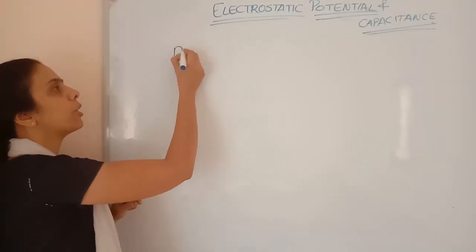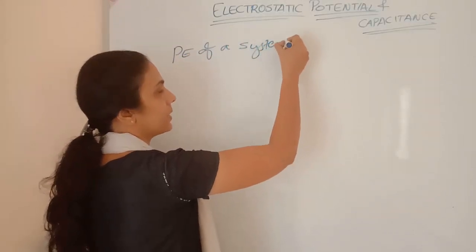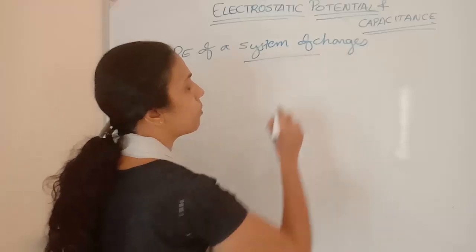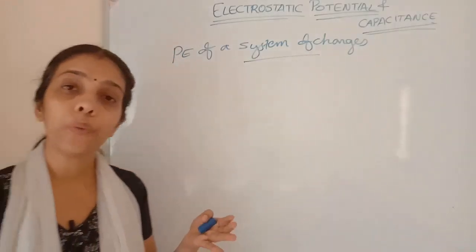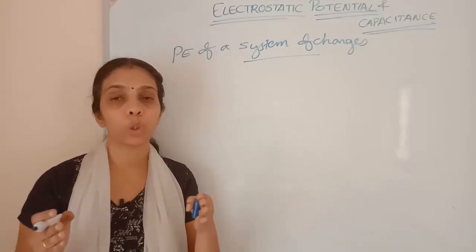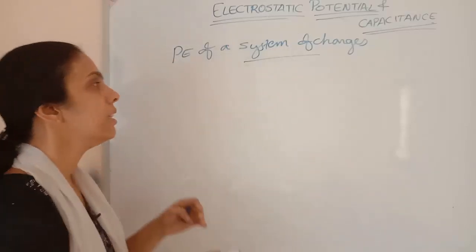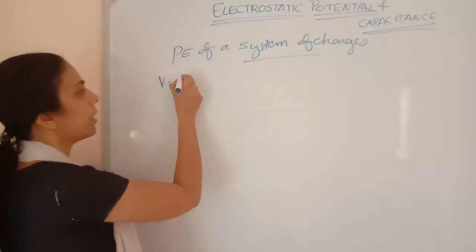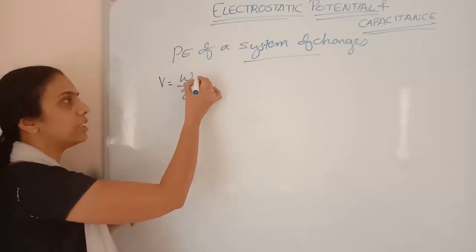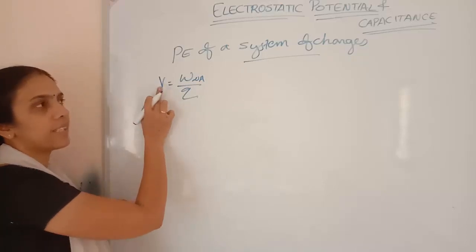So next is the potential energy of a system of charges. So many charges are there. What will be the potential energy? How can we find out the potential energy of the system? Potential energy will be equal to the work done. So V equals W by Q, that one we already learned. From infinity to A, W divided by Q is equal to the potential.